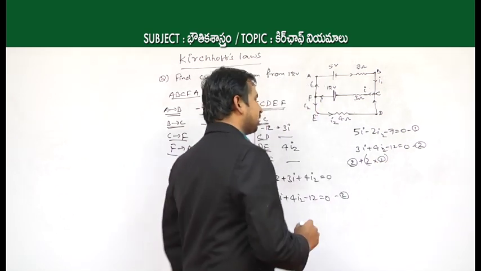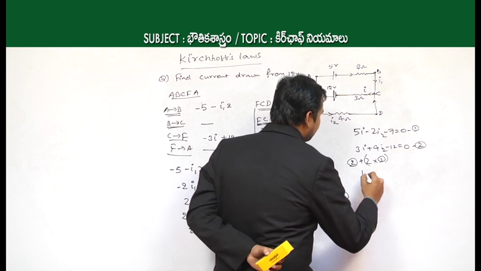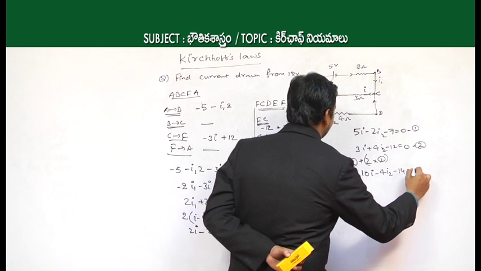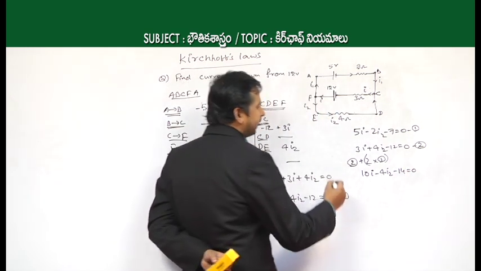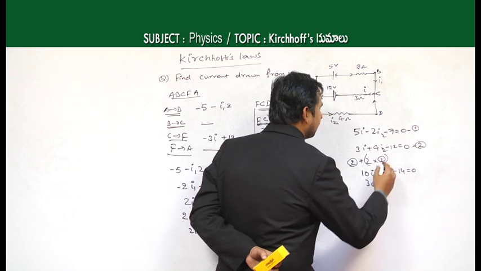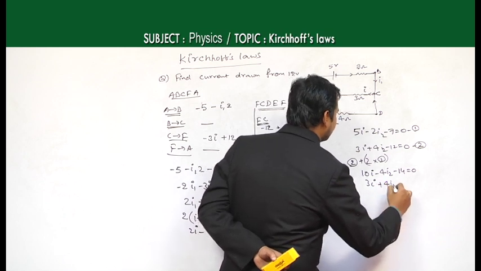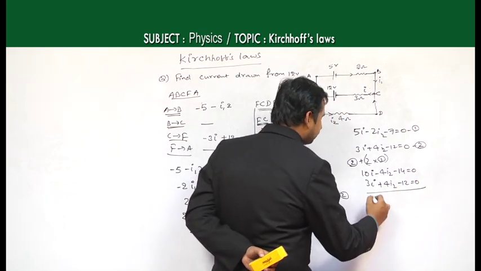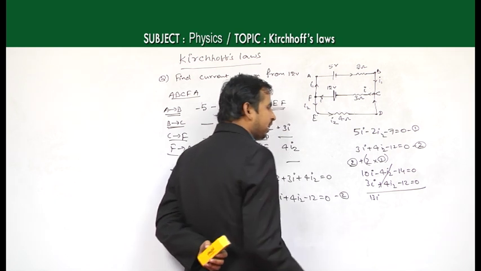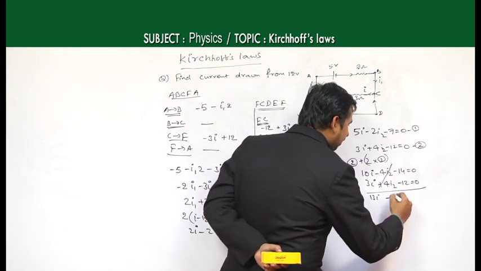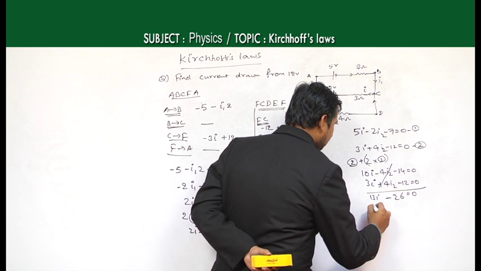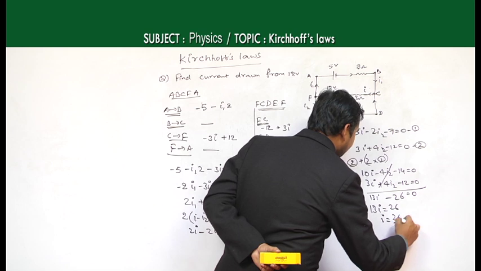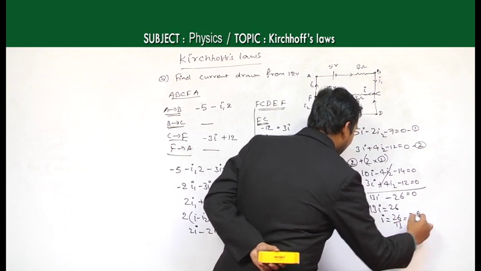Multiplying the first equation by 2, it becomes 10I minus 4I2 minus 14 is equal to 0. And the second equation is 3I plus 4I2 minus 12 is equal to 0. Then if you add, 10I plus 3I is 13I, plus 4I2 and minus 4I2 get cancelled, and here we have minus 26 is equal to 0. Then 13I is equal to 26, so I becomes 26 by 13, which is 2 amperes.